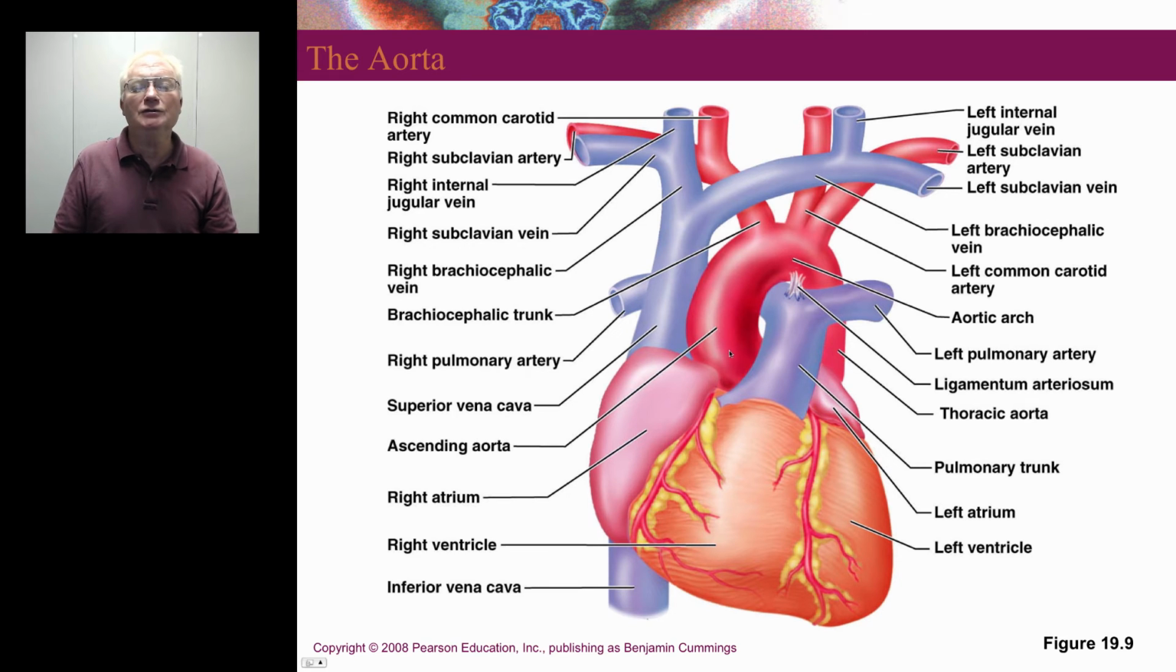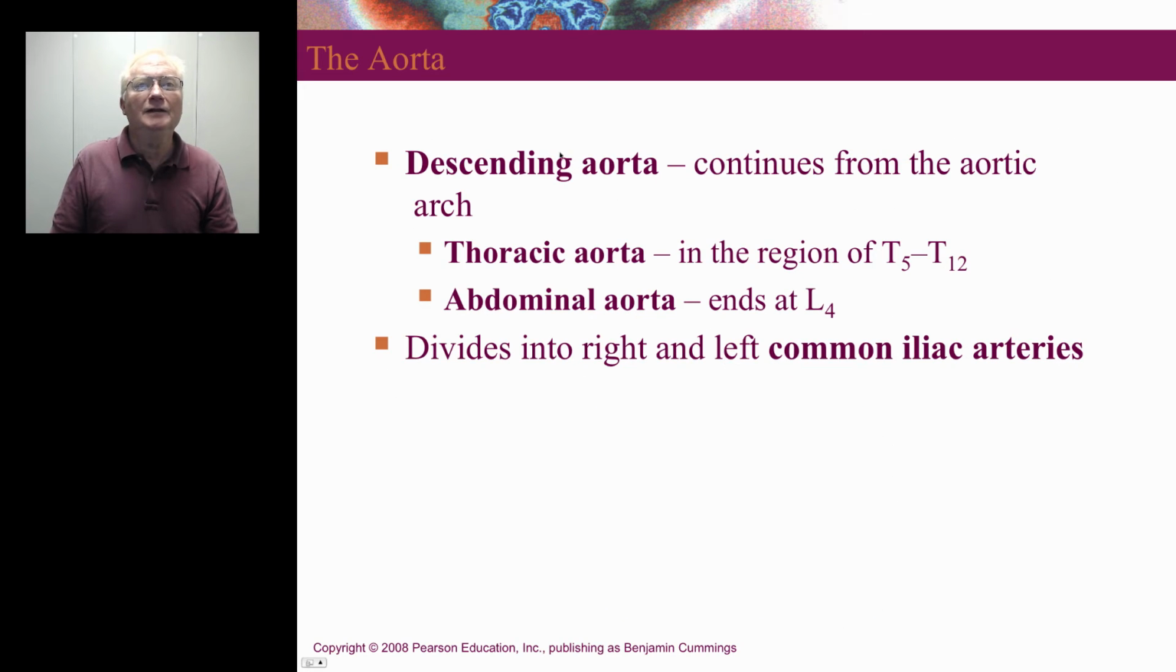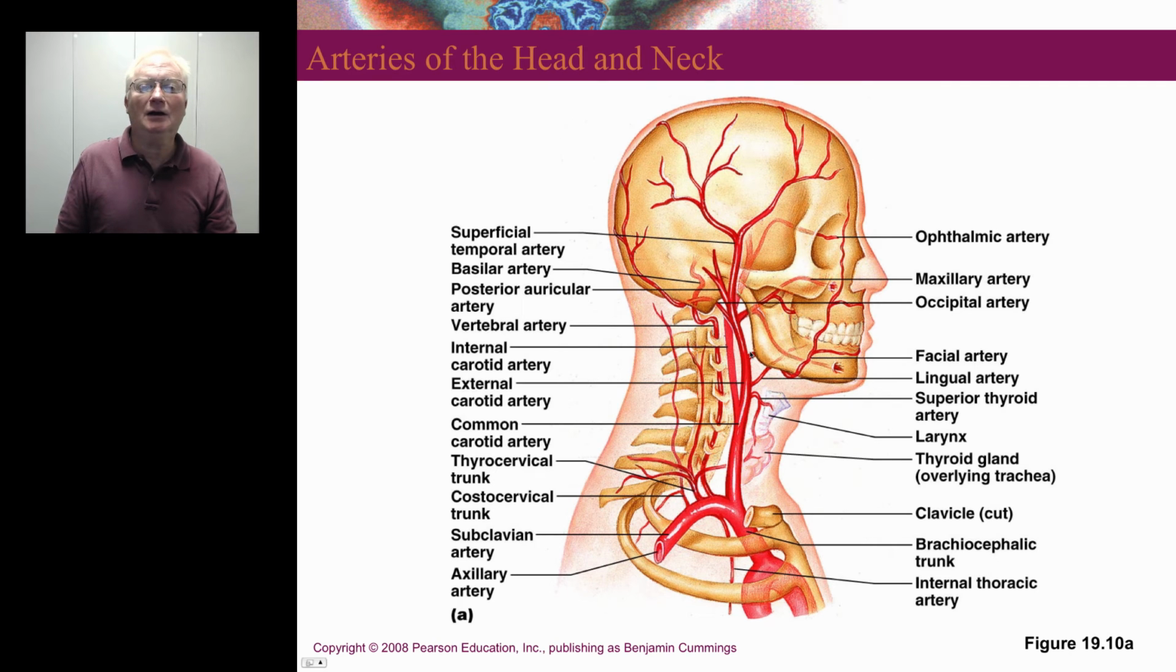Here's a picture that shows the aortic arch. Again, the coronary arteries are not easily seen here. The brachiocephalic, the left common carotid, and the left subclavian arteries. The descending aorta becomes the thoracic aorta that goes through the diaphragm, becomes the abdominal aorta, and then divides into the right and left common iliac arteries.